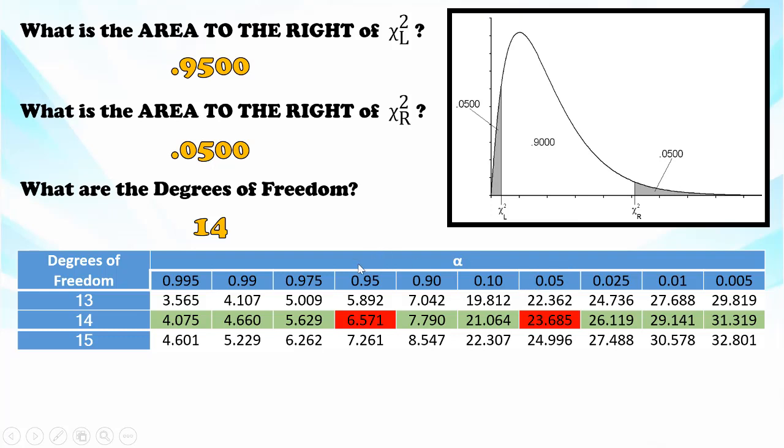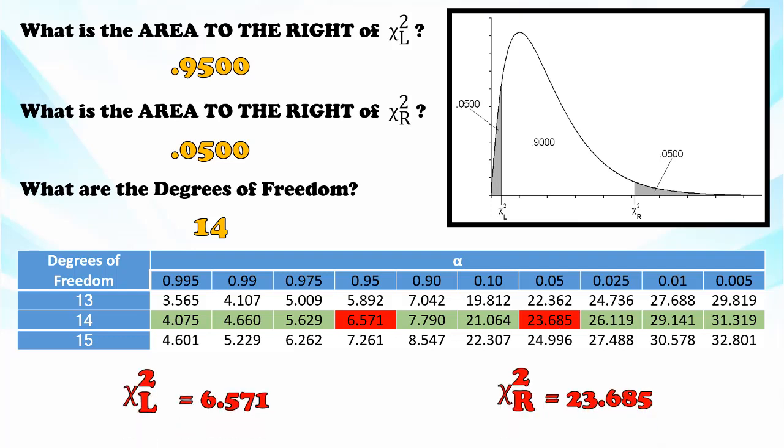So when we go down to 14 degrees of freedom, under the 0.95, our first critical value, that chi-square L, is 6.571. And we go to the column for 0.05. We go down to degrees of freedom equals 14. And our chi-square value is 23.685. So that gives us our two critical values.